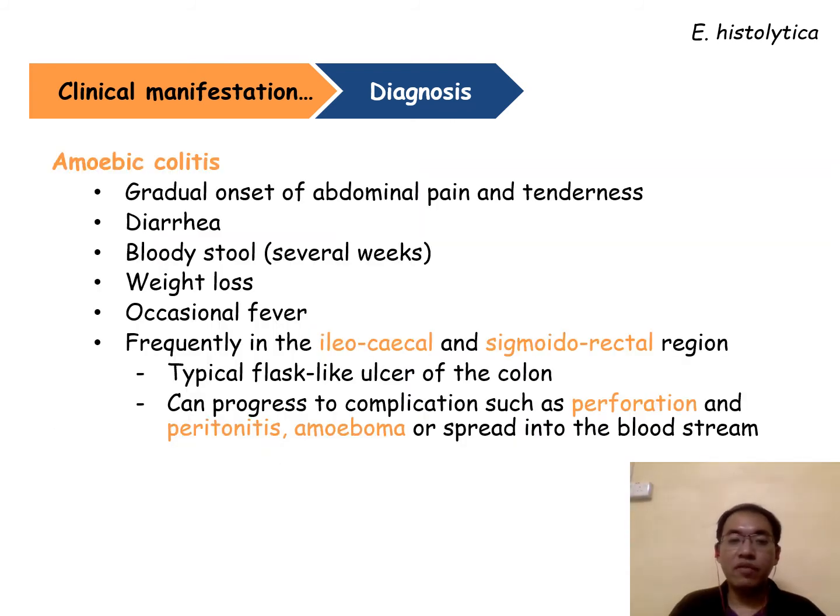In case of amoebic colitis, the patient will usually complain of gradual onset of abdominal pain and tenderness. The patient will tell you about diarrhea, bloody stools, and weight loss across a few days. The patient will develop occasional fever, and frequently in colonoscopy you will find the lesion in the ileocecal or sigmoid rectal region.